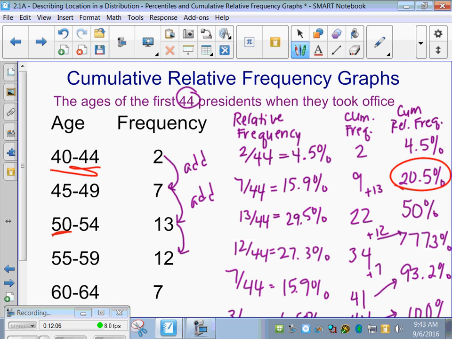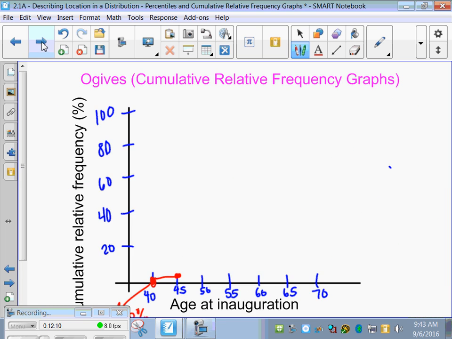We have 20.5% who are under 50, since this is percentile. So I go 50, I had 20.5, so it kind of jumps up here and connects my line. And my next one, 55, was 50% who were under 55. And my next one, 60, was under 77.3, out here.